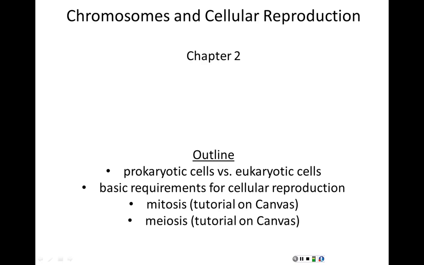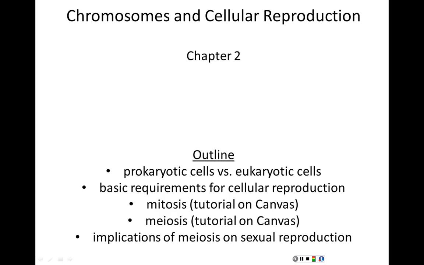We'll talk about mitosis and meiosis in some great detail, and I'd like to draw your attention right now to Khan Academy tutorials that are linked through the Canvas website. If you go to our course website in Canvas and then click on modules, one of the modules will be called Online Resources, and under that module you'll have links to a mitosis tutorial at Khan Academy and a meiosis tutorial. I recommend you use those if you find them beneficial.